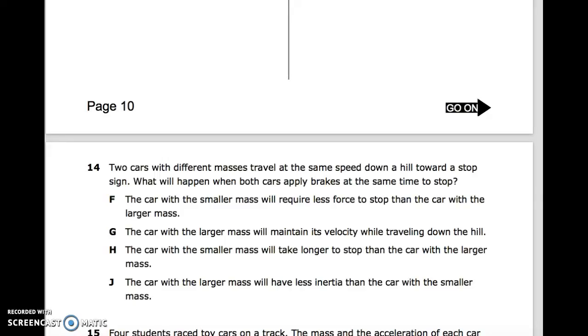14. Two cars with different masses travel at the same speed down a hill toward a stop sign. What will happen when both cars apply brakes at the same time to stop? F, the car with the smaller mass will require less force to stop than the car with the greater mass. G, the car with the larger mass will maintain its velocity while traveling down the hill. H, the car with the smaller mass will take longer to stop than the car with the larger mass. J, the car with the larger mass will have less inertia than the car with the smaller mass.